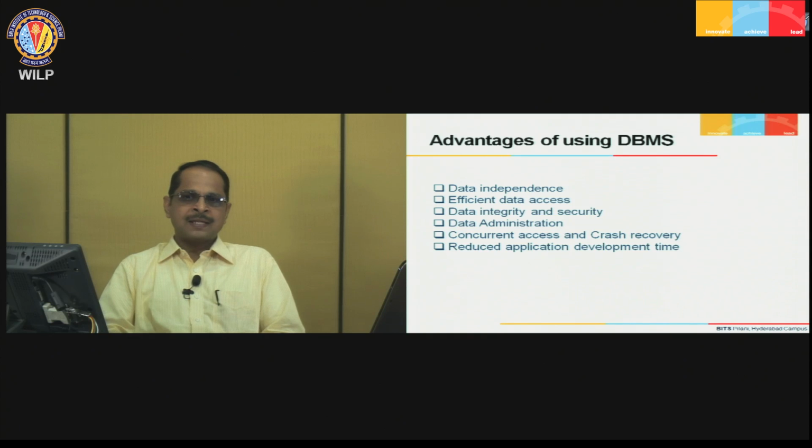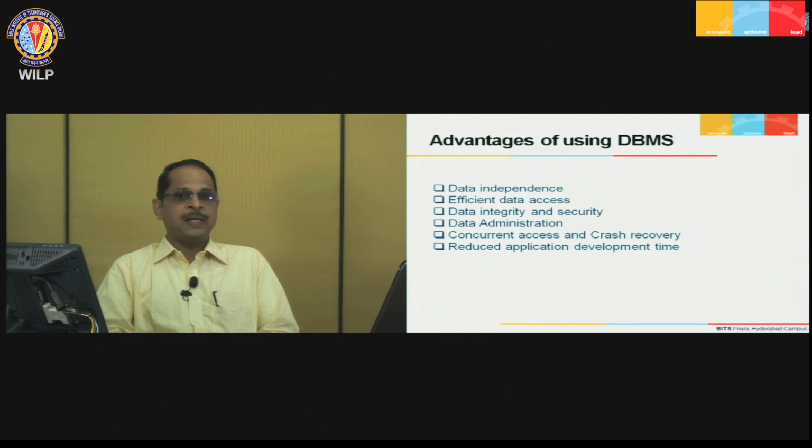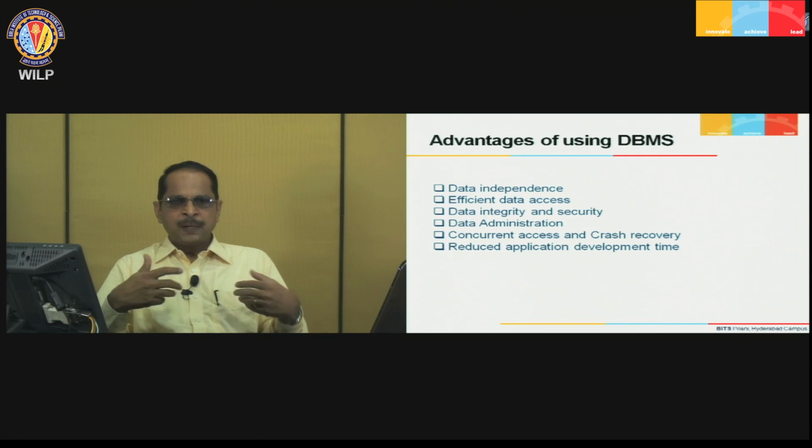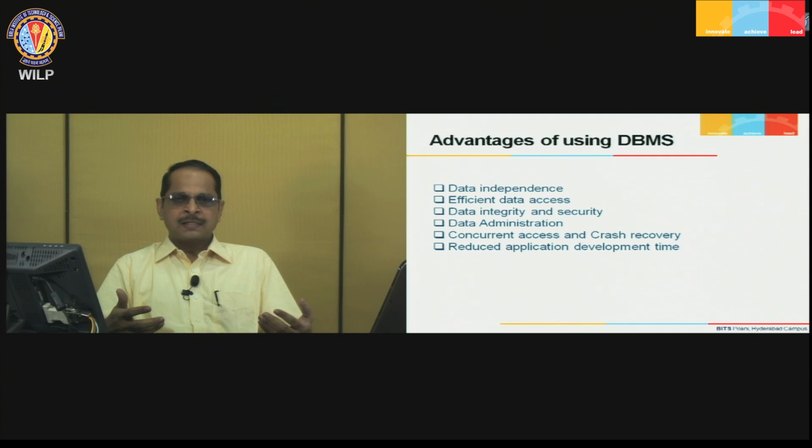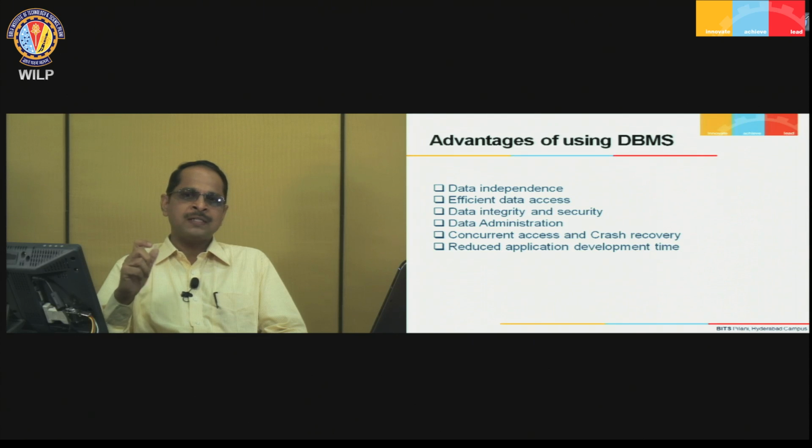Then concurrent access and crash recovery management is possible in database management systems. That is, multiple applications can simultaneously access the data contained in the database. When multiple applications run simultaneously, that may lead to some problems related to consistency. There are modules which are an integral part of the database management systems, the concurrency control module, which takes care of avoiding the problems related to concurrent access to the database. That facility is available with the database management system.